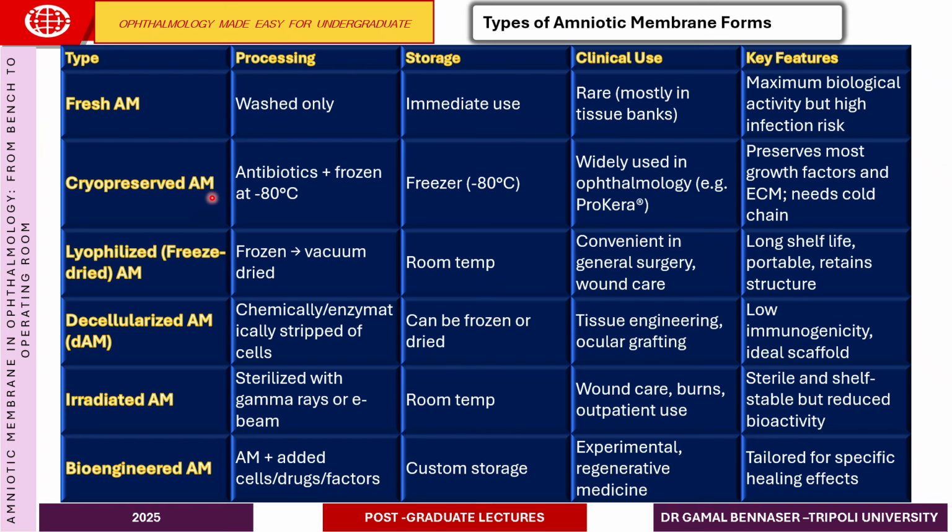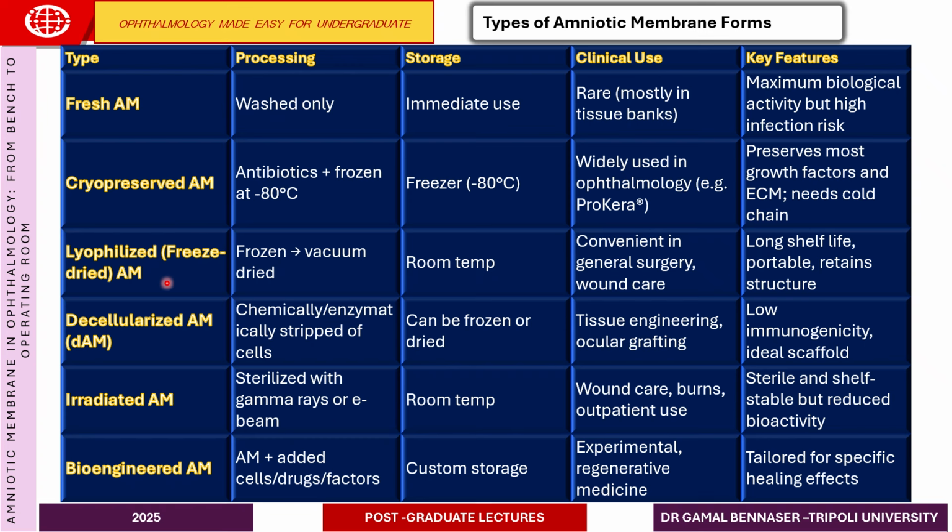The second, and the most commonly used one, is the cryopreserved amniotic membrane, preserved under very low temperature reaching up to minus 80 centigrade, and is widely used in ophthalmology. And it has a high concentration of the preserved growth factors and extracellular matrix. The disadvantage is that it needs a cold chain to preserve this membrane. And also they add some antibiotics to it to make sure that there is no risk of transfer of infections.